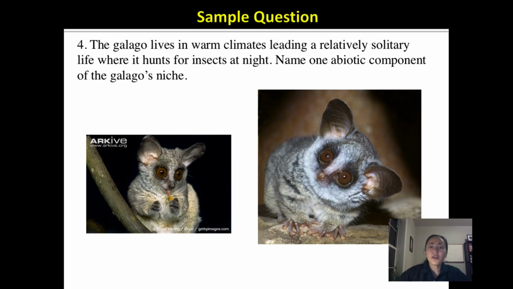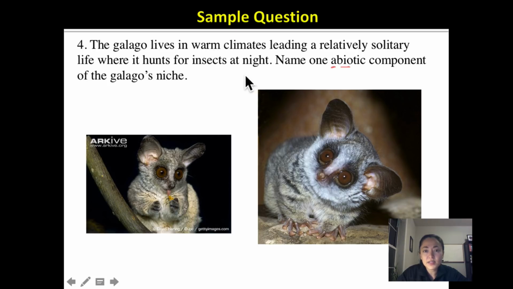So remember that abiotic, a means not, bio means living, so it means not living. So what's one non-living component of the galago's niche? Well, if we look here, what are some things that they talk about? So warm temperatures would be an important part of its niche. What else do you see here?